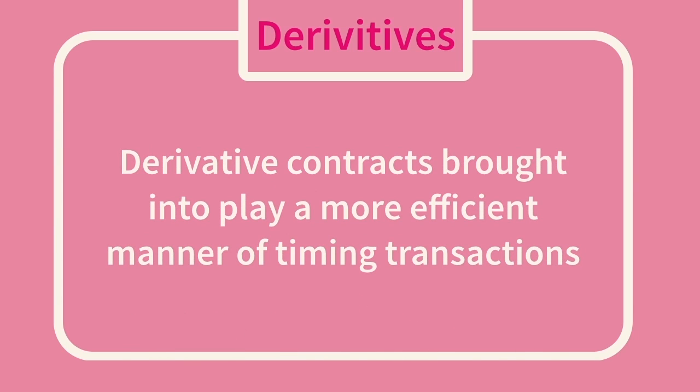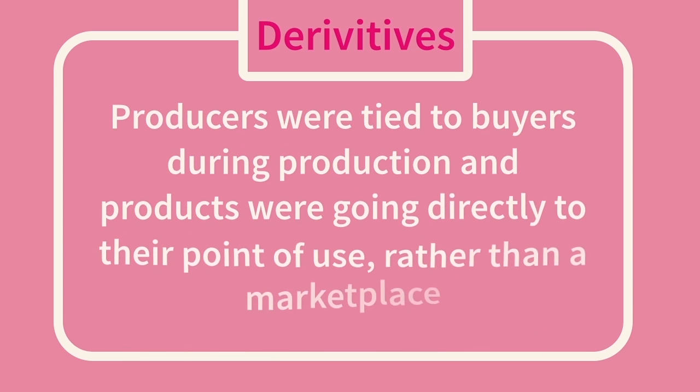The introduction of derivative contracts brought into play a more efficient manner of timing transactions, so that producers were tied to buyers during production, and products were going directly to their point of use rather than a marketplace.